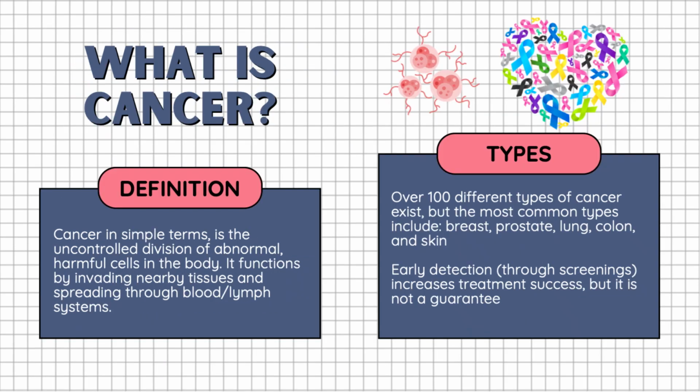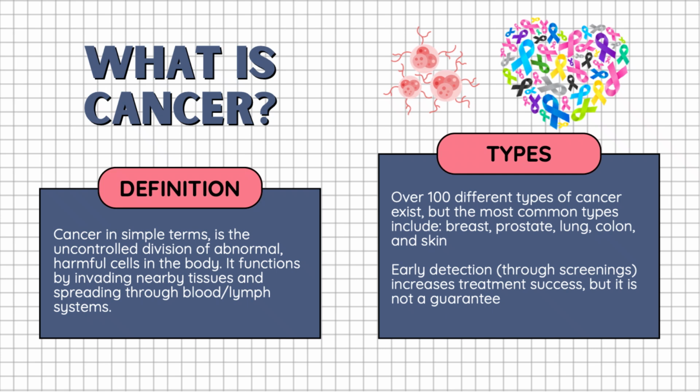Now we transition to cancer, which is the final thing we'll be talking about today. So what is cancer? Well, it can be a lot of different things, but in simple terms, it is the uncontrolled division of abnormal, harmful cells in the body. It functions by invading nearby tissues and spreading through blood and lymph systems.